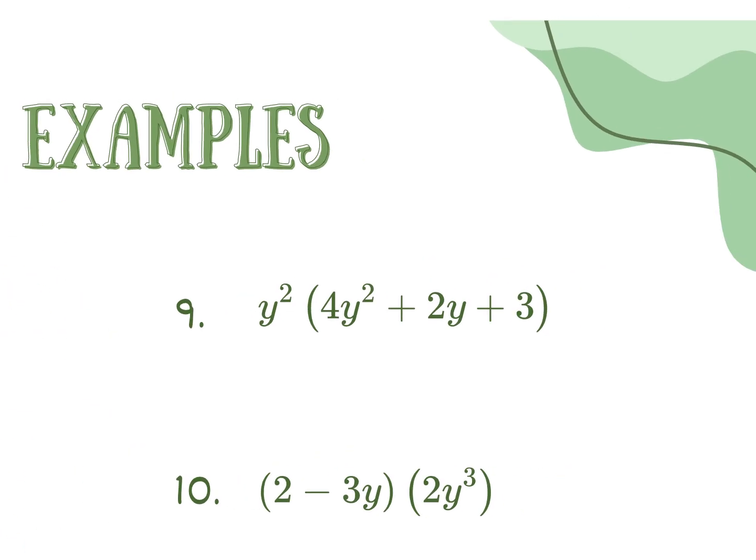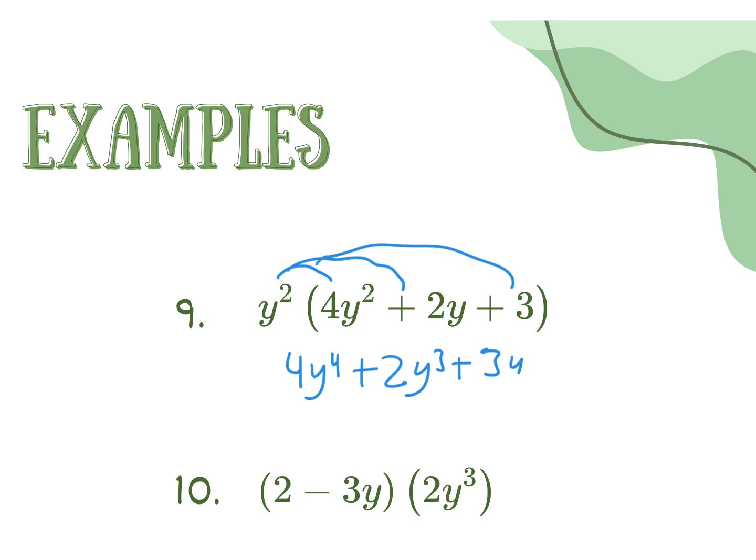All right, same thing with the next one. I'm going to distribute that y squared to each term in our trinomial. So a y squared times 4y squared is going to get you 4y to the fourth. Y squared times 2y is going to get you 2y to the third, right? You just end up with 3 y's. And then y squared times 3, nothing can combine there, so I'm just going to leave it as 3y squared.